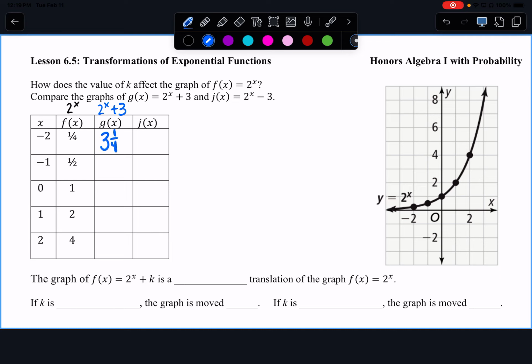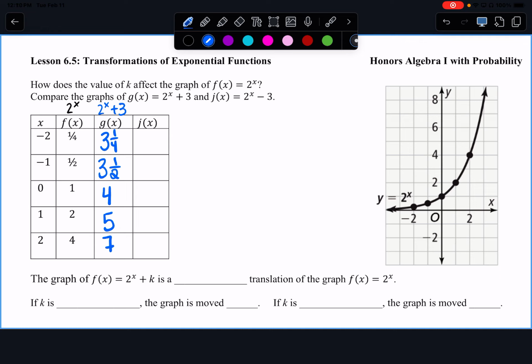3 and 1/4. Now 3 plus a half would be 3.5. 3 and a half. What is 3 plus 1? 4. 2 plus 3? 5. 4 plus 3? 7. Perfect.